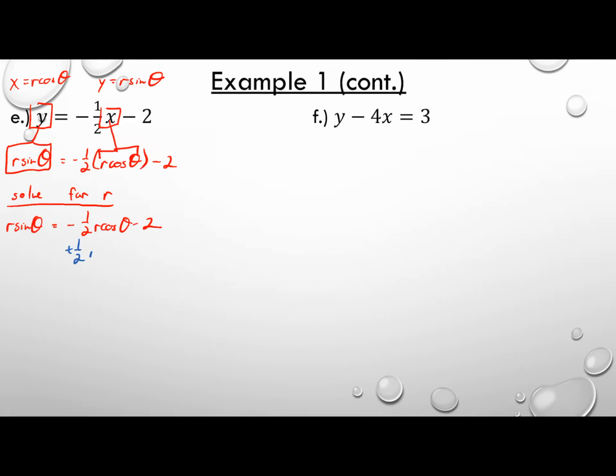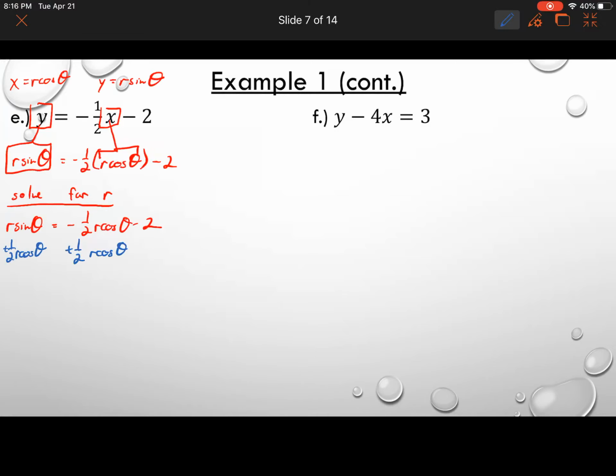So 1/2 r cosine theta, 1/2 r cosine theta. Okay, so if we do that, we end up with r sine theta plus 1/2 r cosine theta is equal to negative 2. So why does this help us to get r by itself? Well, this helps us because what we're going to do next is we're going to factor out an r from both these terms because they both have an r, right? So think of factoring. Remember, you factor out a common term or variable in this case.